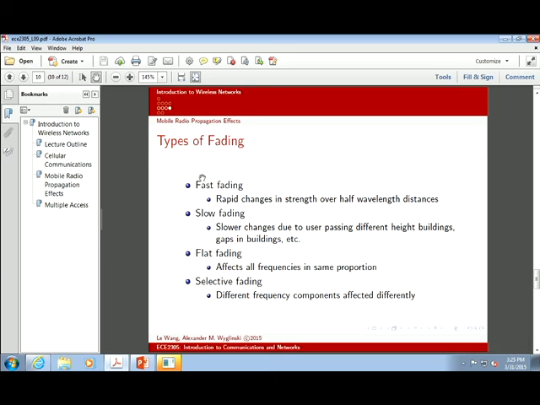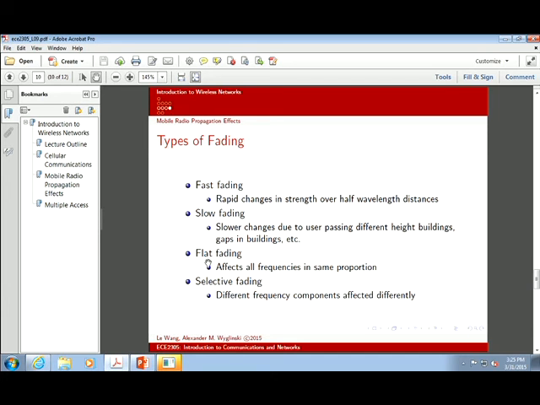You have slow fading, which means the signal strength is getting weaker and weaker. So you can actually see the fading taking action, right? Fast fading is like the channel is going nuts. The receiver can't keep up with the attenuation constantly changing. And then there's flat fading.